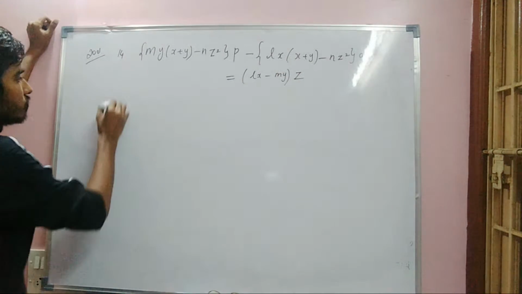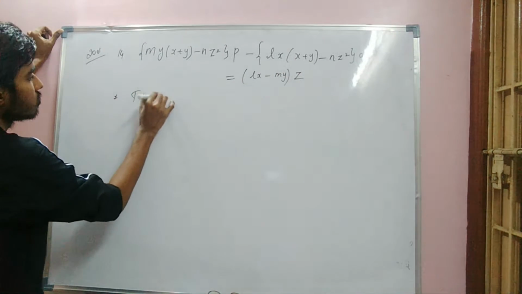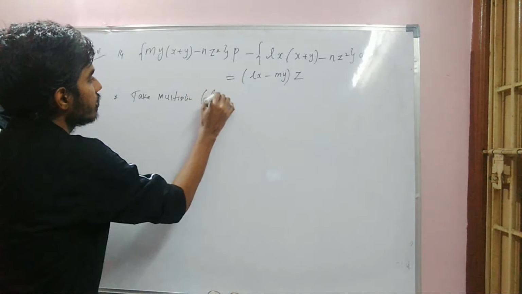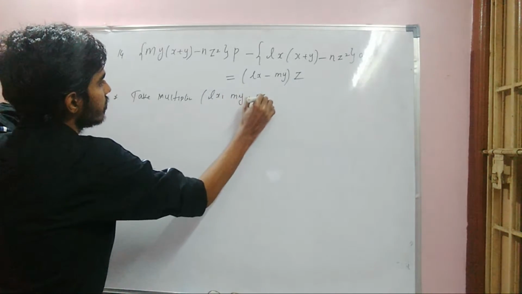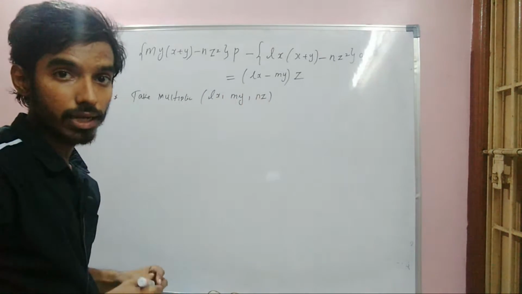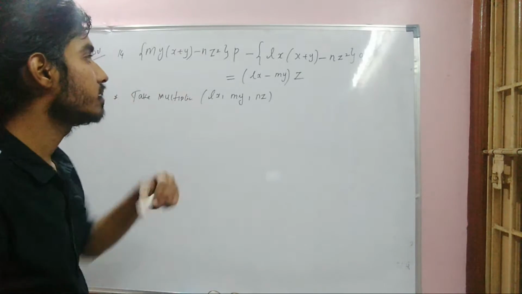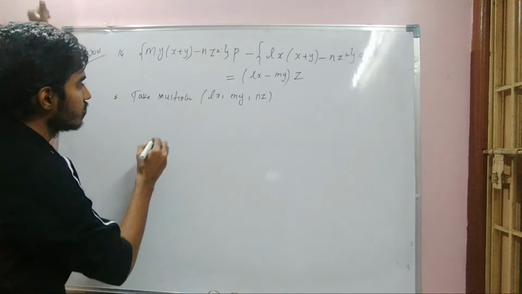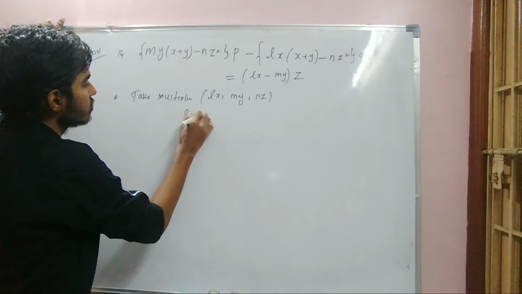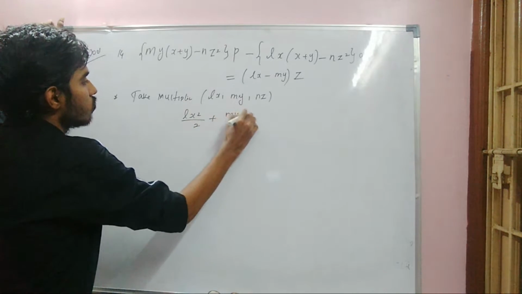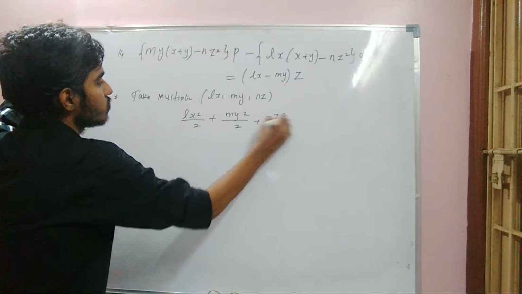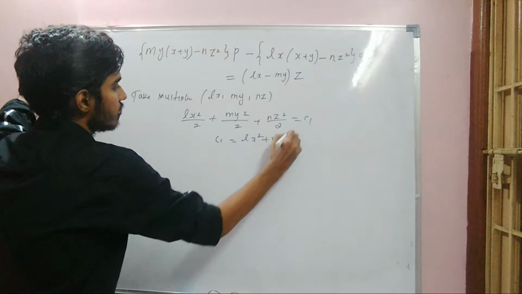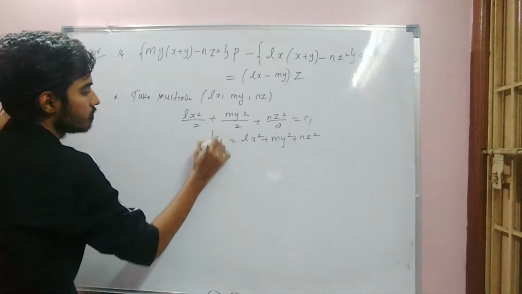So first take a multiplier. I already solved one sort of problem like this. I want to take the multiplier lx, my, nz. So take this multiplier lx, my, nz. You will get this entire term to be equal to 0. Therefore integration of this will be one solution. If you integrate this, you will have lx square by 2, my square by 2, nz square by 2 equal to c1, or c1 is equal to lx square plus my square plus nz square.